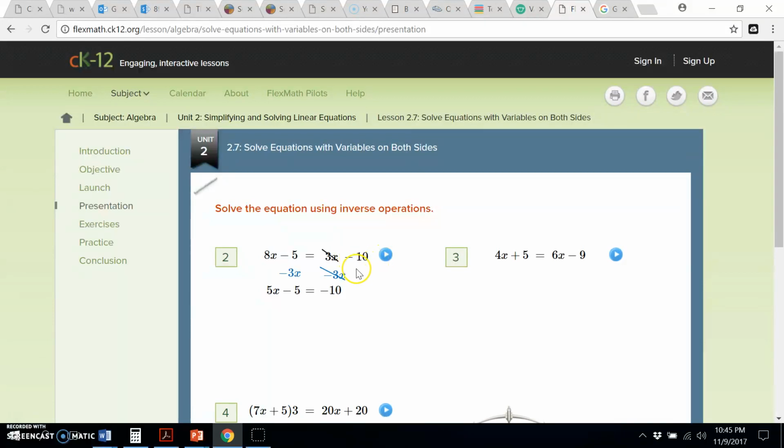You have to put down everything that's left over. Only the 3x cancels out. 8x minus 3x is 5x. The minus 5 is left over, bring it down. The minus 10 is left over, bring it down. And then you're left with 5x minus 5 equals negative 10. Now you have a two-step equation. Can you guess what we do next? I'll give you a second.